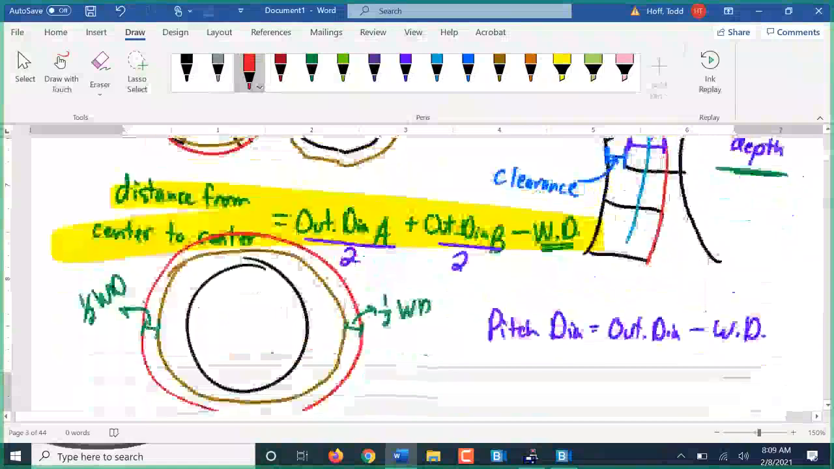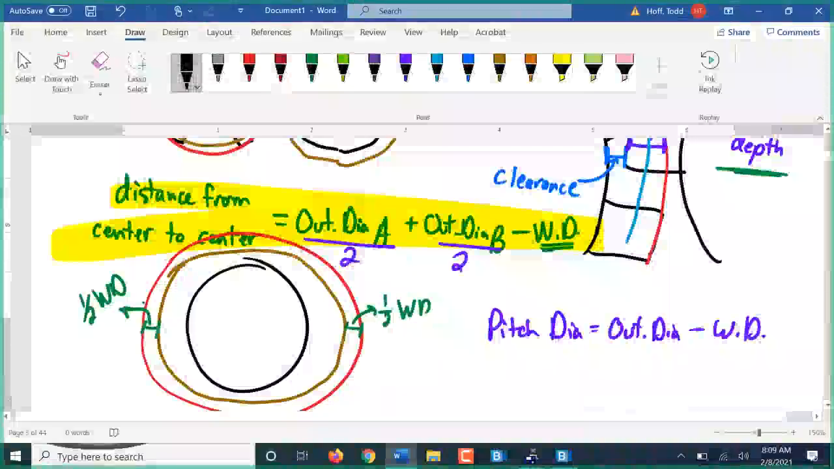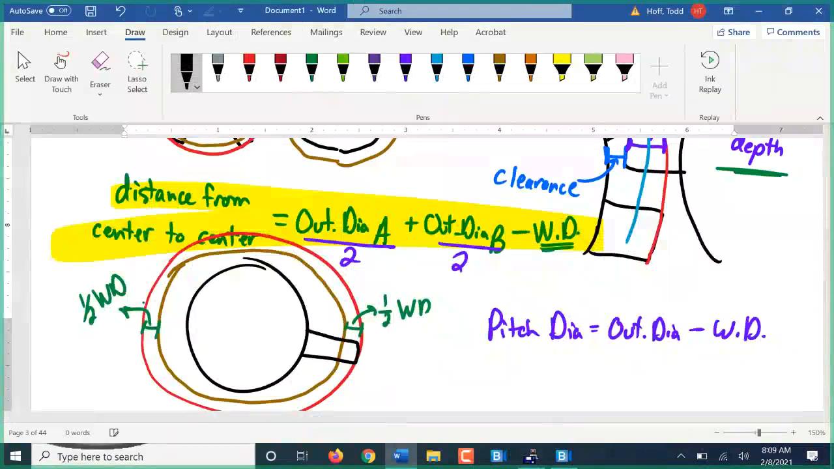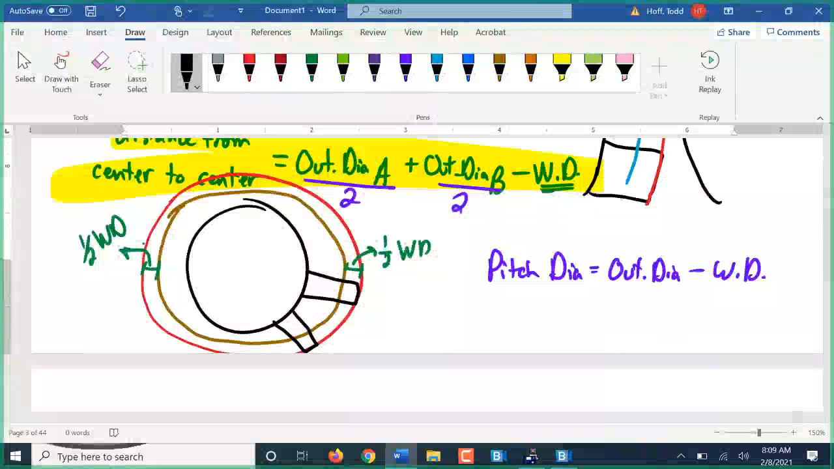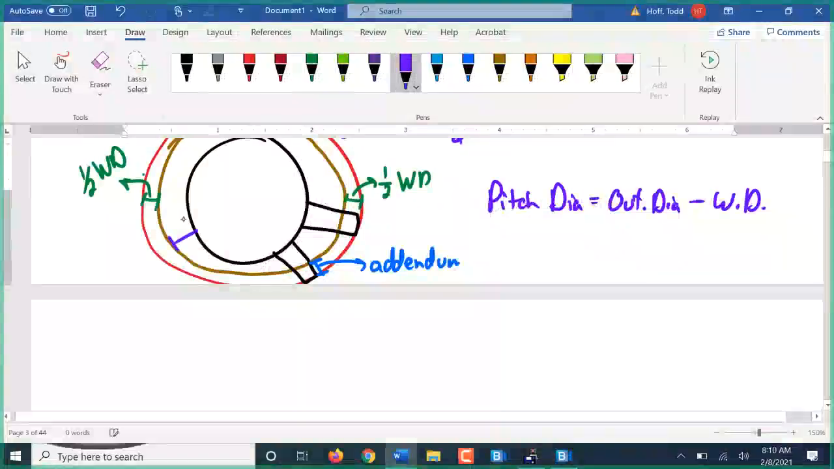Well, then for that tooth, got big teeth for some. The distance between the pitch diameter and the outer diameter is called the addendum. That's all it's saying. It's from the pitch diameter to the outer diameter. From the pitch diameter to the inner diameter, or the hub, that's called the dedendum.